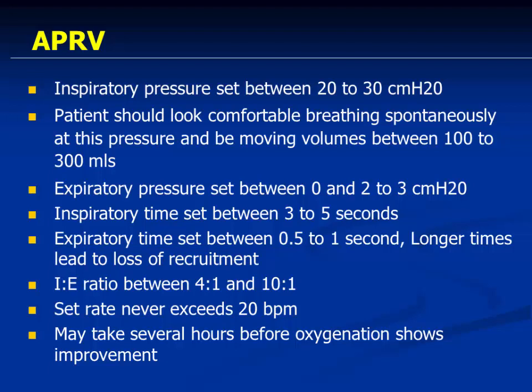Larger times lead to loss of recruitment. So if I increase the expiratory time too much, automatically the PEEP loss will be there and de-recruitment will take place. So try to imagine, say for example 5:1. So I ratio becomes 5:1. Here it becomes 6:1. Okay. So I ratio is set between 4:1 to 10:1. Set rate never exceeds 20 breaths per minute, and it may take several hours before oxygenation shows some improvement.